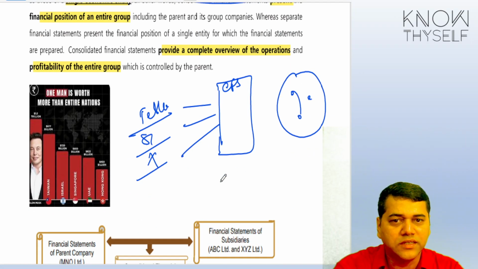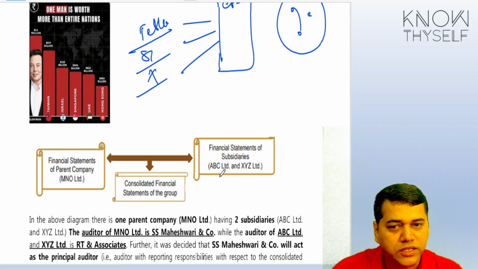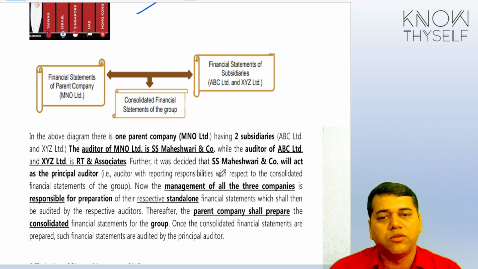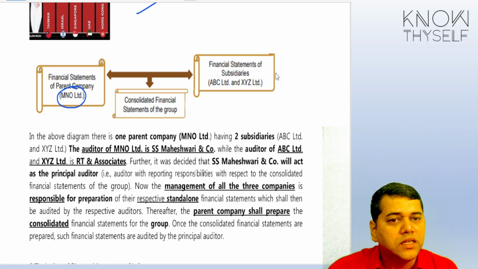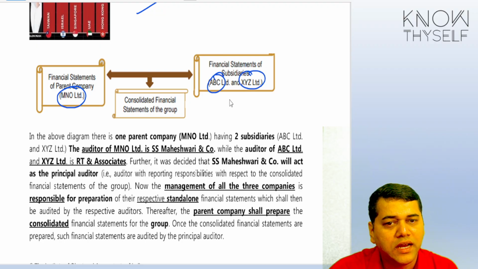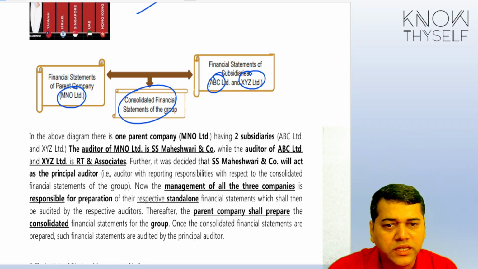Now again, this introduction is not required for audit. This is already introduction for your FR or your accounting standard accounts. Now, you have got the financial statement of MNO, who is a parent. They have got subsidiaries ABC and XYZ, and they prepare the group consolidated financial statement for MNO, ABC and XYZ. So they have told here in the diagram, MNO is the parent having two subsidiaries.